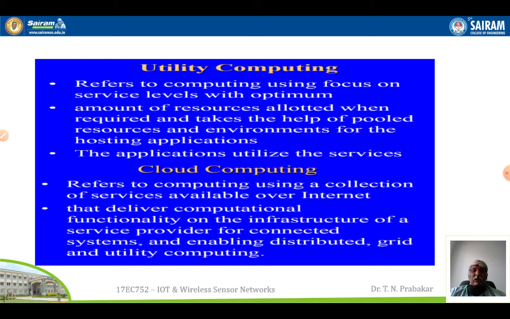Something like, the connected systems are available, and the distributed environment is possible because everything is connected to the internet. Grid computing is available again because everything can be called a pooled system, and utility computing is there. Supposing we want to use this particular cloud computing for one particular application, then we can call it utility computing. So it's a collection of all the above.